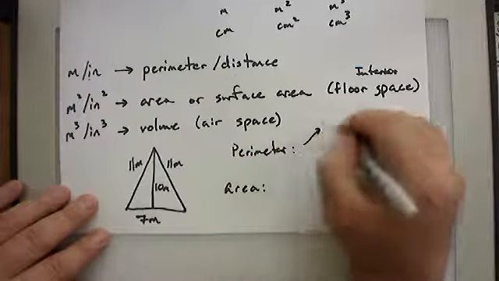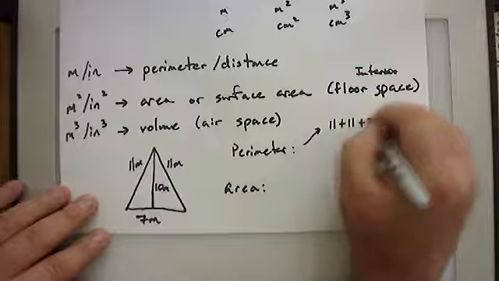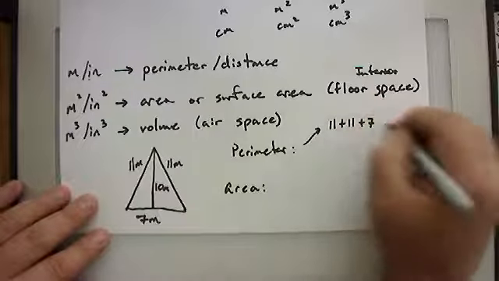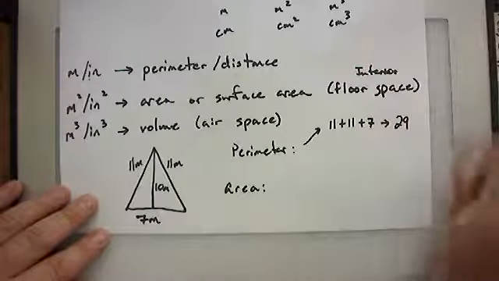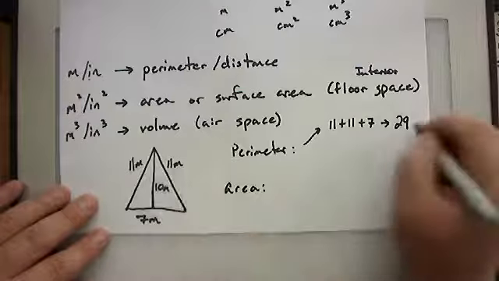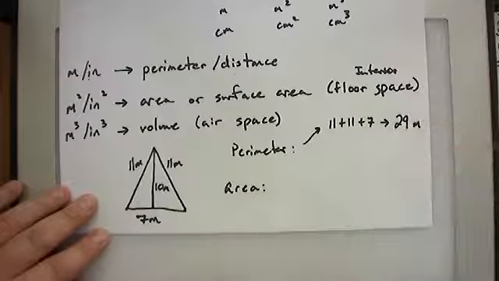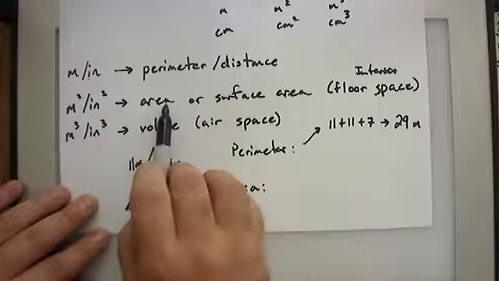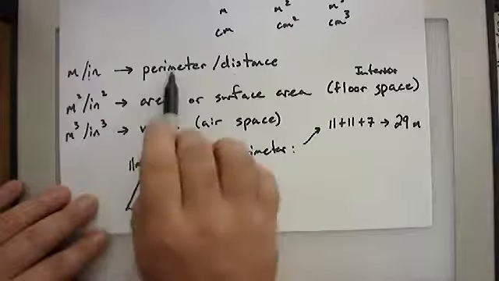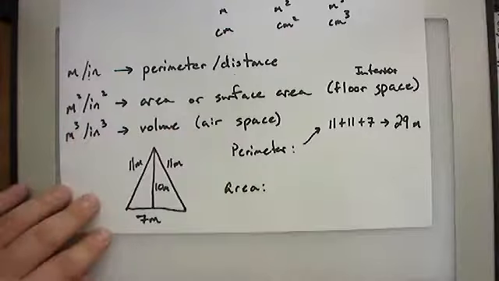So perimeter is pretty straightforward. 11 plus 11 plus 7, that's 22 plus 7, that's 29 what? Well, just meters, right? 29 meters. Because we didn't ask for area, and it wasn't volume, so it's not cubed. It was just perimeter, so it's just the regular unit, meters, inches, whatever.